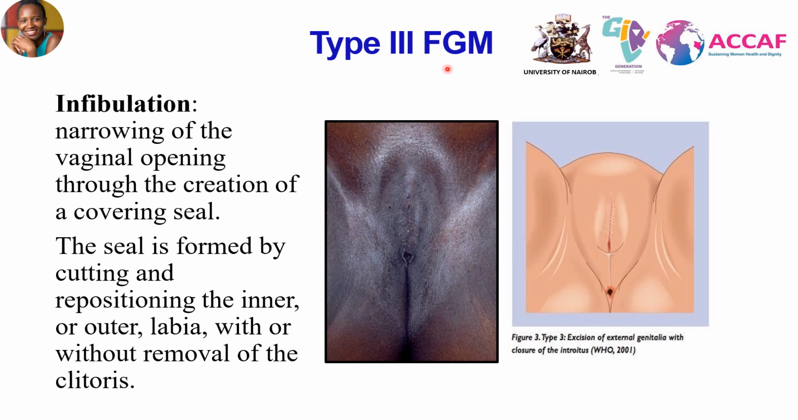Then we have type 3 female genital mutilation. This is known as infibulation. It is one of the most severe forms of female genital mutilation because it ends up narrowing the vaginal opening by creating a seal. The seal is formed by cutting and repositioning of the inner and the outer labia, with or without removal of the clitoris.